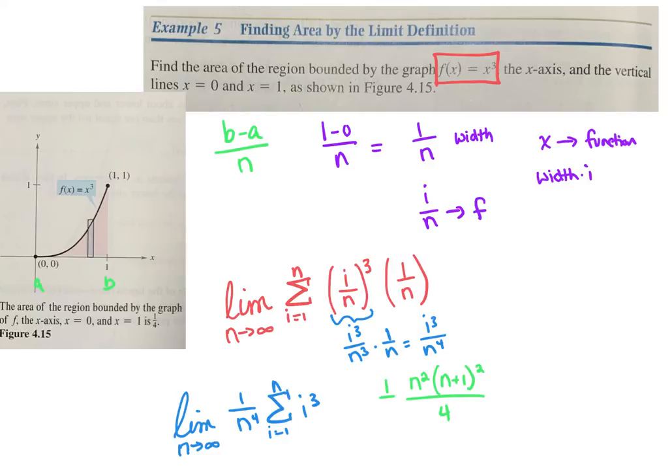And then on the outside, I still have 1 over n to the 4th, and I still have my limit. Now, you do want to simplify this before you apply your limit theory, okay? So we are going to simplify this. We're going to FOIL that.